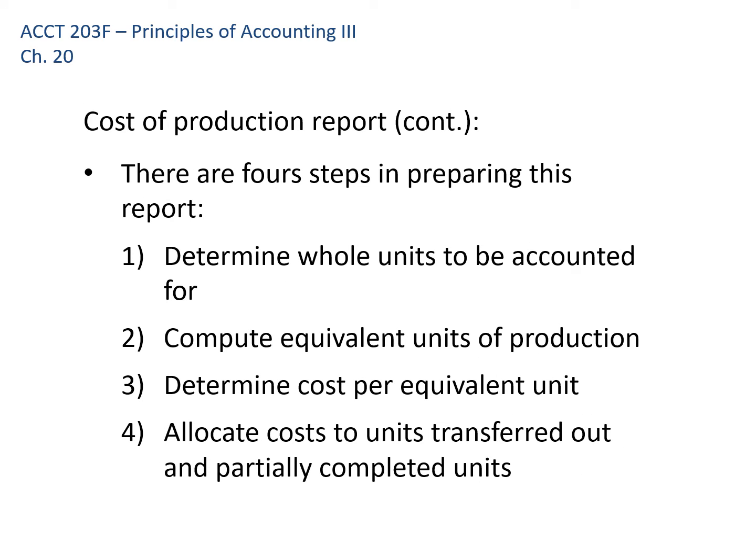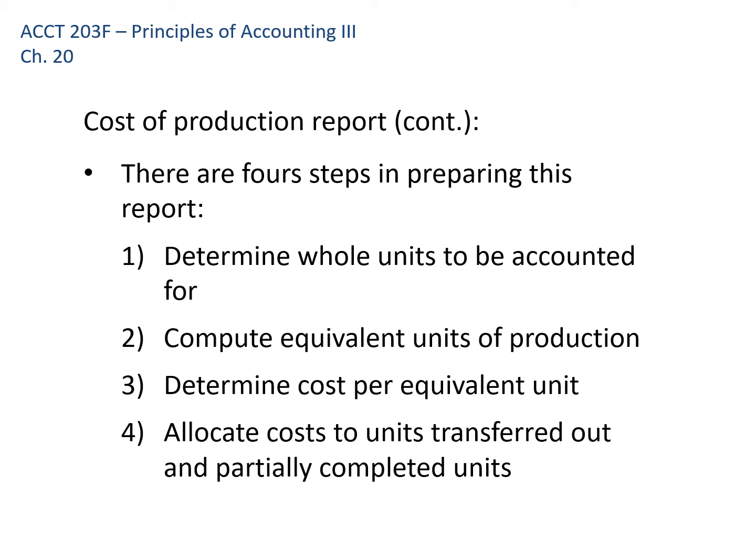So there are 4 steps in preparing the report and 4 sections of the report. The first one deals with the whole units to be accounted for. So we're going to have to take into account that all of the production we did wasn't in whole units. We had some units partially done that we finished, okay, and then we've got some units we started and finished, and then we've got some units that we started but didn't finish. So we've got some fractional units that we need to deal with. So when we do that, we'll compute the equivalent units of production.